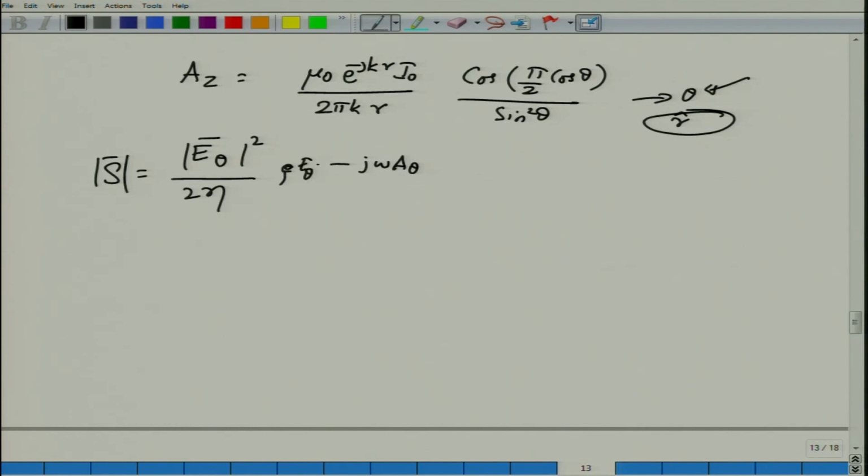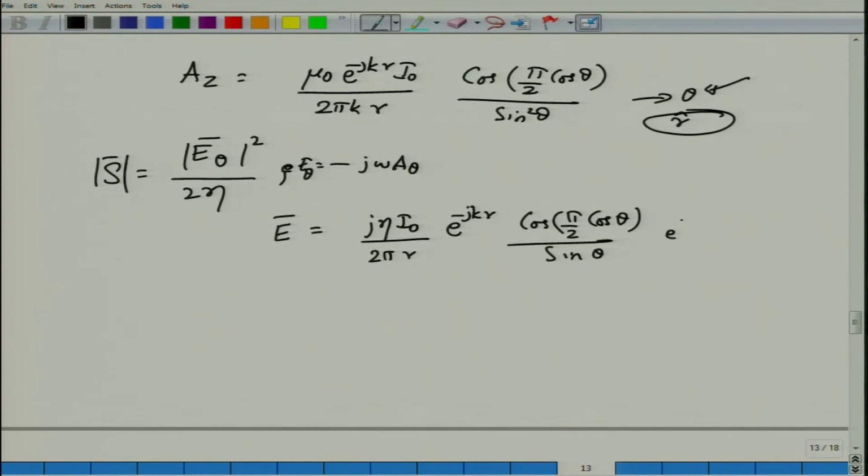So, E theta is minus j omega a theta. You can go back and write that one. The corresponding electric field will be given by j eta I naught by 2 pi r e to the power minus j k r cos of pi by 2 cos theta divided by sin theta along the theta direction. This is the electric field phasor. If you look at the magnitude of the electric field, all the j terms will go away, and you square up each term, e power minus j k r magnitude will also be equal to 1, and this will be proportional to cos square of pi by 2 cos theta divided by sin square of theta.